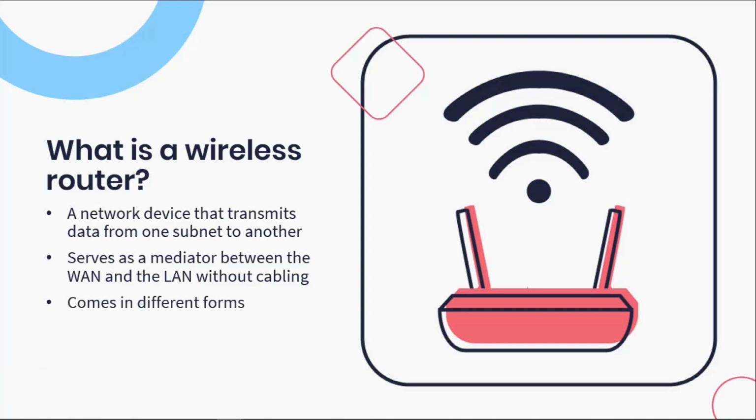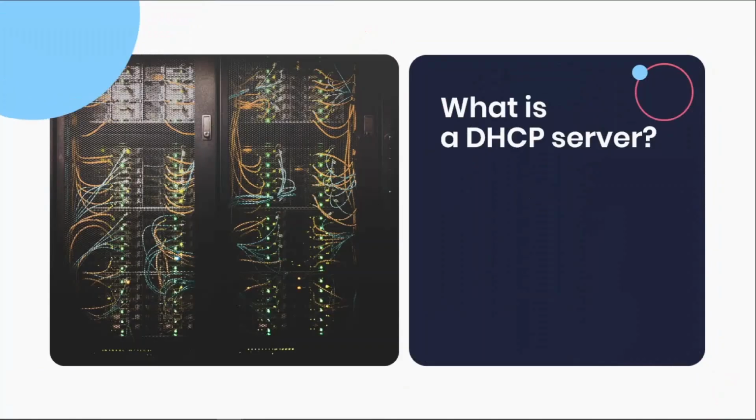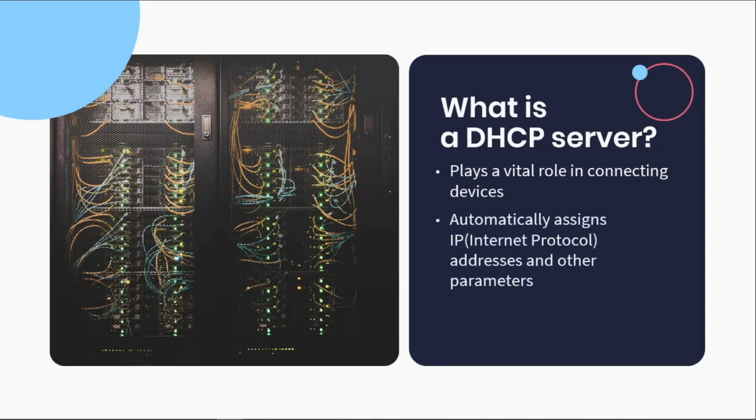So basically, on a wireless network, the devices that are connected can share data and resources wirelessly, simply by assigning IP addresses from a DHCP server on the wireless router. So, what is a DHCP server? DHCP stands for Dynamic Host Configuration Protocol. The DHCP server plays a vital role in connecting devices. Once configured, it will automatically assign an IP address, default gateway, which is the point of exit from the LAN to the WAN, and other parameters.